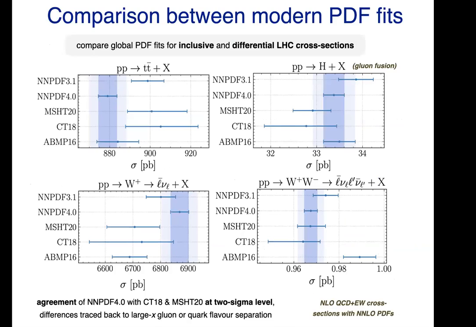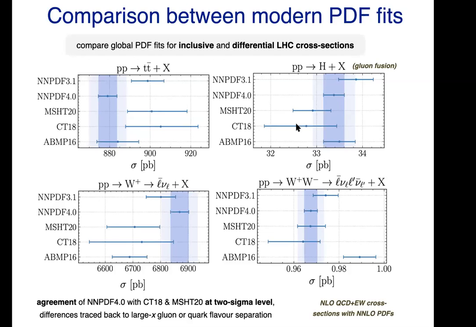So here I'm showing some comparisons of inclusive and differential LHC cross sections for Higgs production. For example, this is Higgs in gluon fusion, and you can compare NNPDF4.0 with MSHT20 and CT18. And you see that the three groups are in reasonable agreement within uncertainties, with NNPDF being more precise than both MSHT and especially CT18. In other cases, the agreement is perhaps not as ideal.